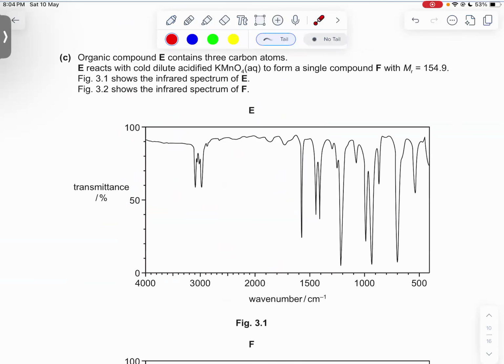Next question. Organic compound E contains 3 carbon atoms. E reacts with cold dilute acidified KMnO4 to form a single compound F with Mr 154.9. Figure 3.1 shows the infrared spectrum of E. Figure 3.2 shows the infrared spectrum of F.